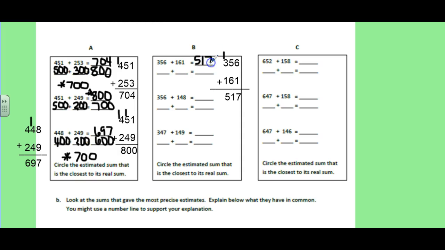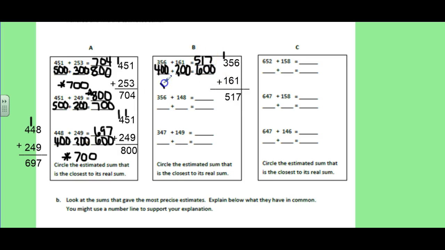And now we're going to do the same thing that we've been doing. You're going to take 356, round that to the nearest hundred, and you're going to take 161, round that to the nearest hundred, and then add those two together to see what the estimated answer was. So once you have that done, you can push play to check your answer. Okay, so 356 rounded to 400. 161 rounded to 200, so when you add those together you get 600. So once again, 600 is not very close to 517.